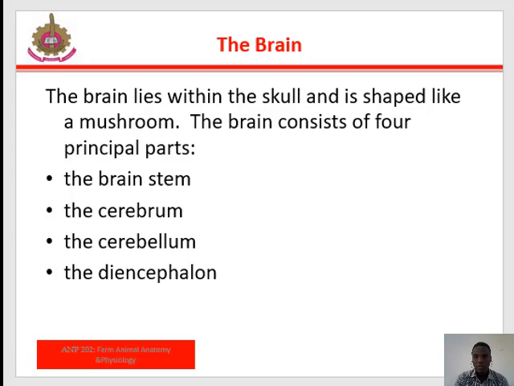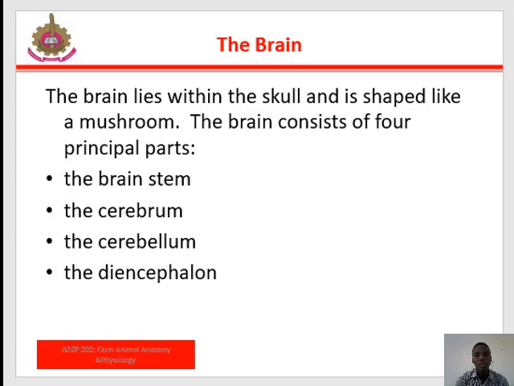Then we have the cerebrum. The cerebrum forms the bulk of the brain and is supported on the brainstem. The cerebrum is divided into two hemispheres. Each hemisphere controls the activities of the side of the body opposite that hemisphere. The hemispheres are further divided into four lobes. We have the frontal lobes, the temporal lobes, the parietal lobes, and the occipital lobes.